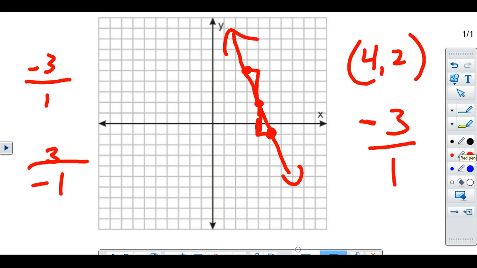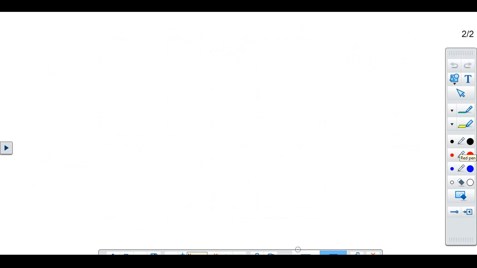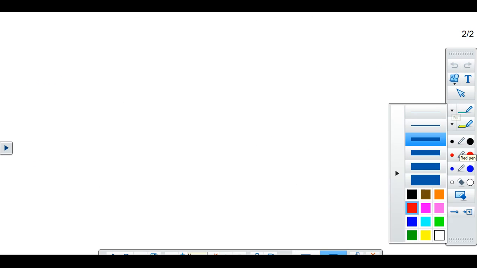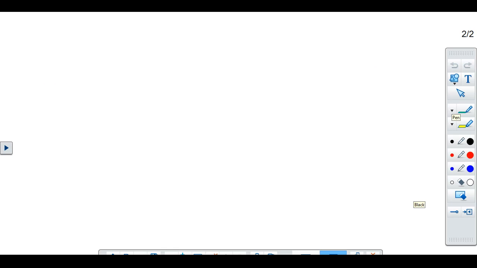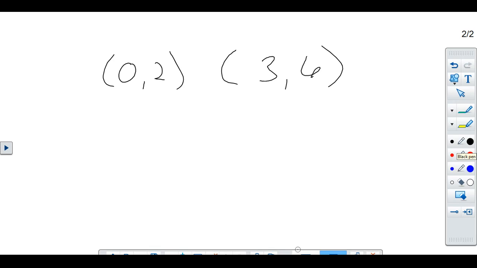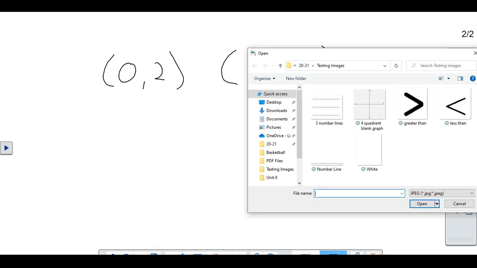Now, other things with slope. We actually only need 2 points in order to find the slope. All right, so let's say, for example, my points were at 0, 2, and 3, 6. Okay, 0, 2, and 3, 6. I'm going to put that picture back in there for this, so give me a second here.